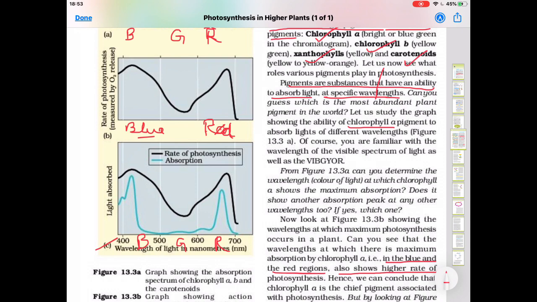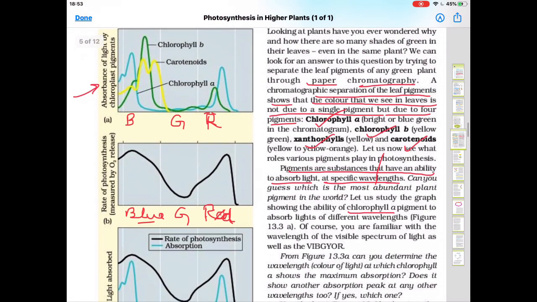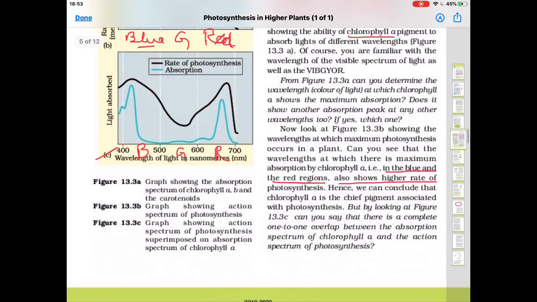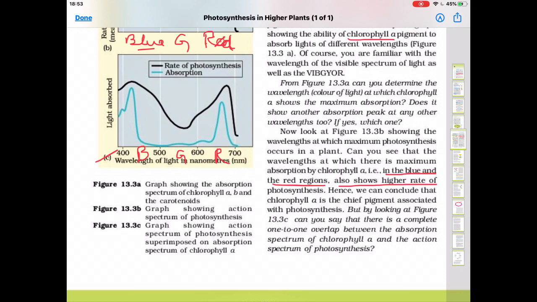So these pigments absorb the least of the green light and they reflect the maximum of the green light. That is why plants appear green; they are visible to us as green leaves, green plants. Hence, we can conclude that chlorophyll A is the chief pigment associated with photosynthesis.